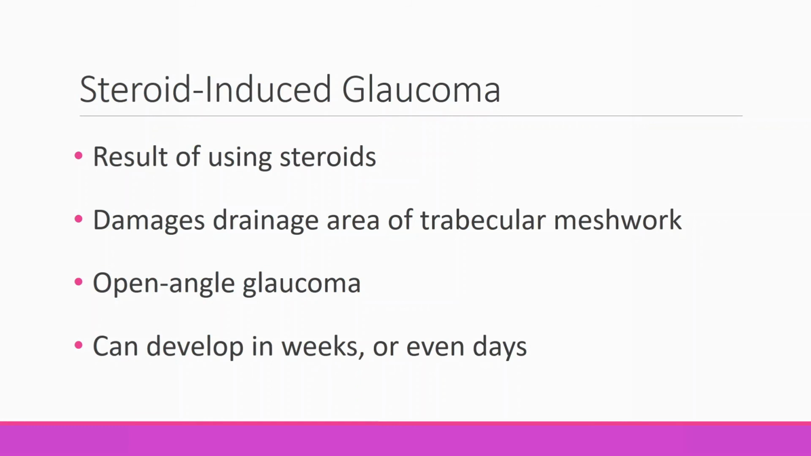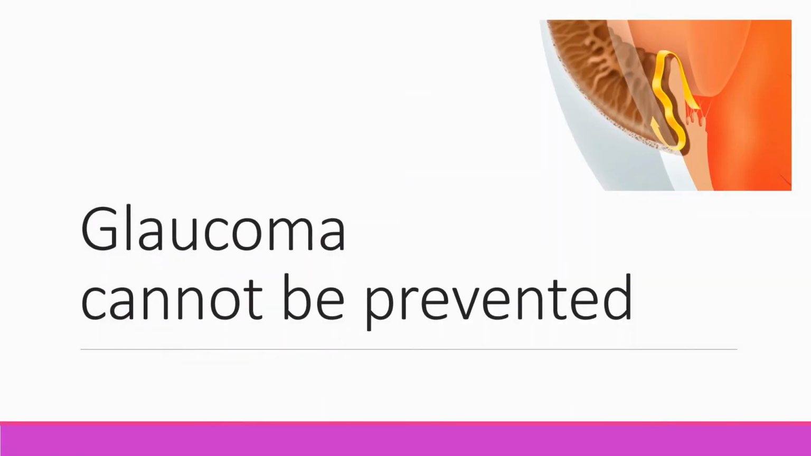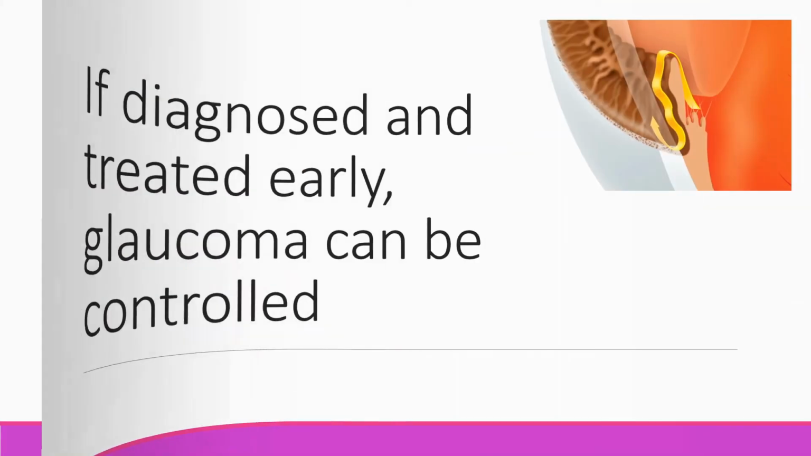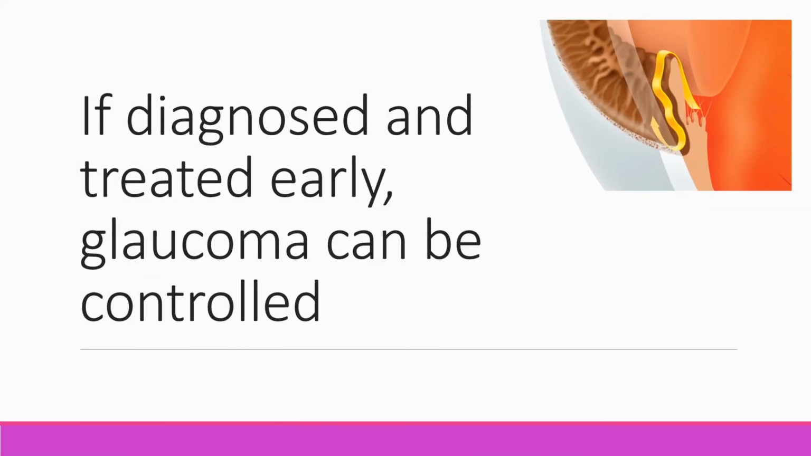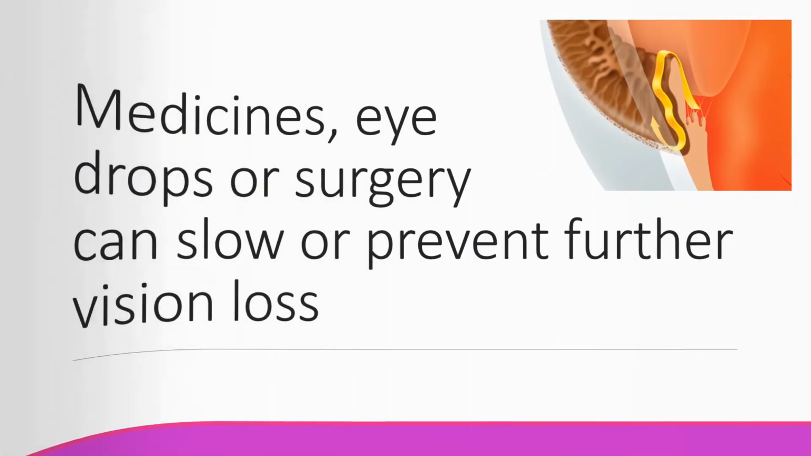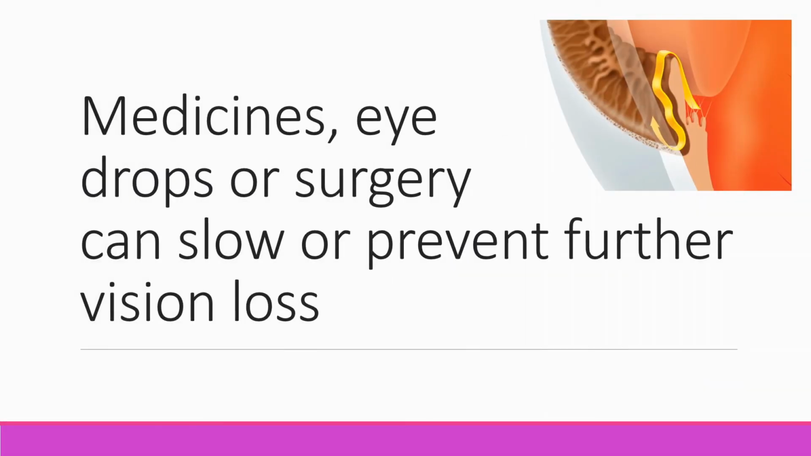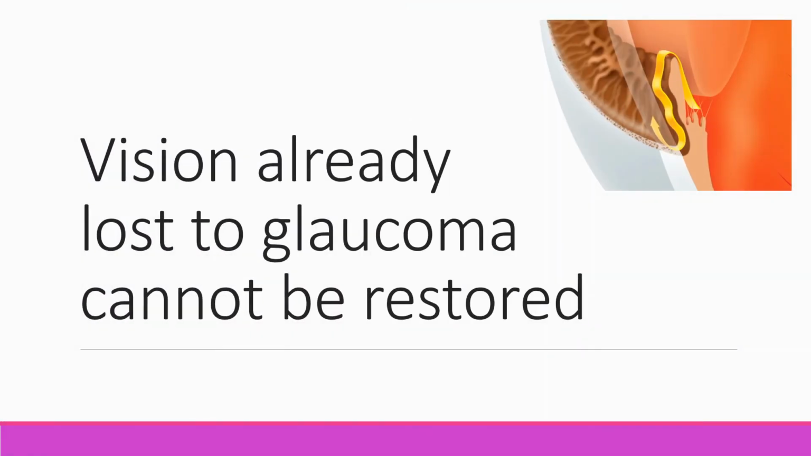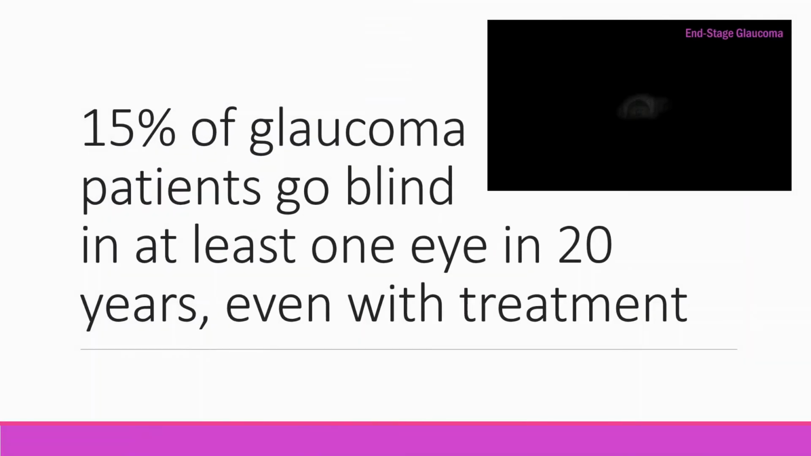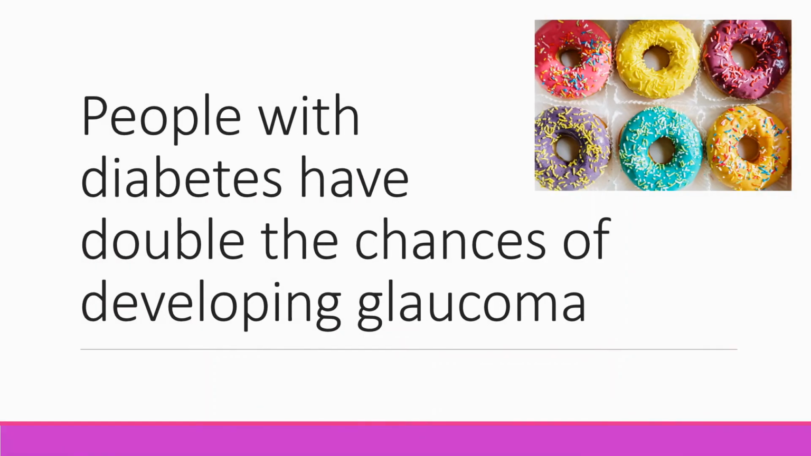Currently, glaucoma cannot be prevented, but if it is diagnosed and treated early, it can usually be controlled. Medicines, eye drops, or surgery can slow or prevent further vision loss. However, vision already lost to glaucoma cannot be restored. Even with treatment, about 15% of people with glaucoma become blind in at least one eye within 20 years. People with diabetes have double the chances of developing glaucoma to those of someone without diabetes.